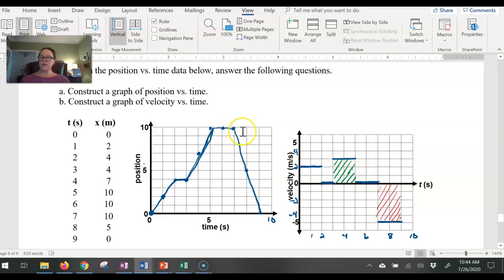And then look here for the last 2 seconds. As the time goes over 1 second, the position goes down by 5 meters. So in other words, the velocity is negative 5 meters per second for those 2 seconds.